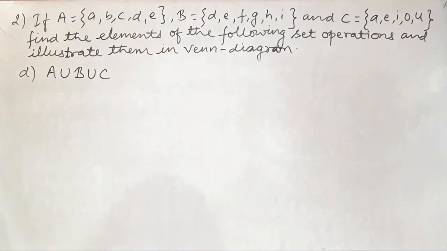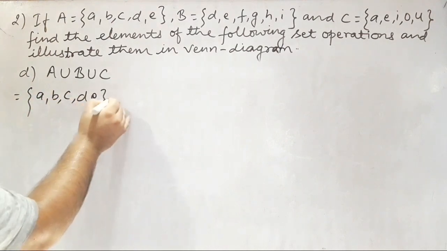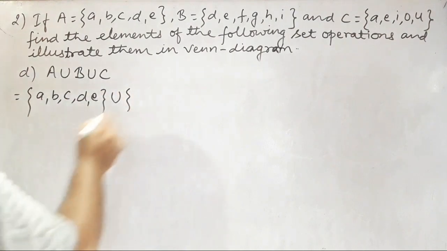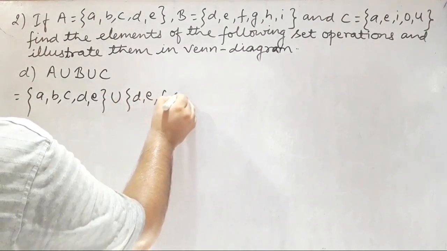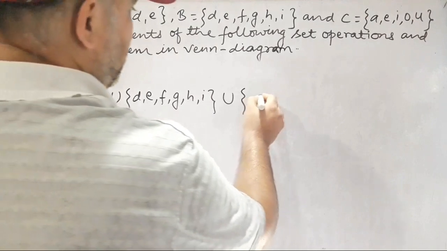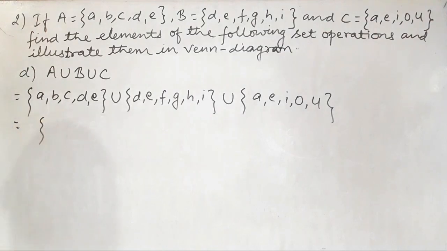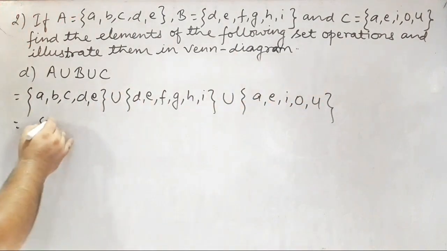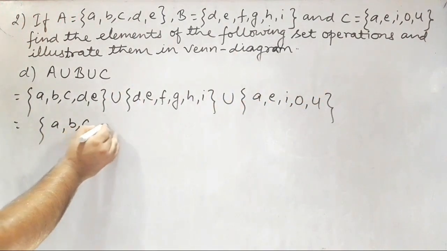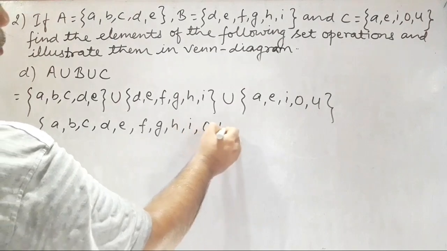The next question, A union B union C. Write down the elements of A: A, B, C, D, E, union the elements of B: D, E, F, G, H, I, union the elements of C: A, E, I, O, U. Since it is the union of these three sets, we have to write down all the elements without repeating them: A, B, C, D, E, F, G, H, I, O, U.